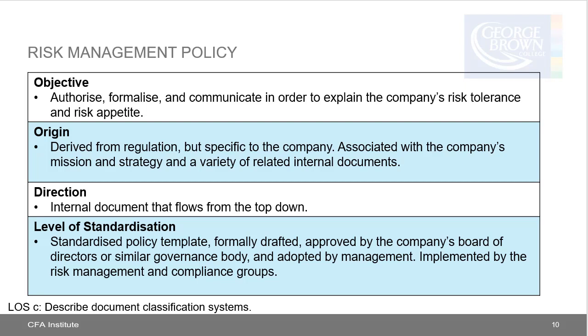The direction: this is an internal document that flows from the top down. And finally, with regards to level of standardization, a document regarding risk management policy will have a standardized policy template formally drafted, approved by the company's board of directors or similar governance body, adopted by management, and implemented by the risk management and compliance groups.